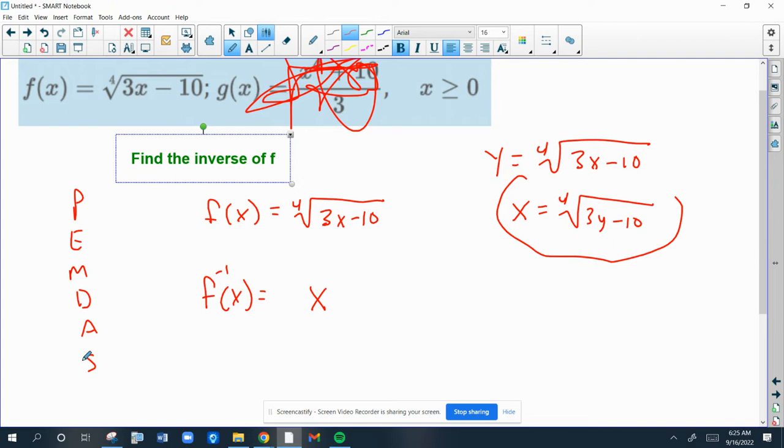So the first thing you have to do here is get rid of the exponent. Well, it is an exponent, but it's a root. Otherwise, you won't be able to free up that x. So to get rid of that fourth root, you're going to have to do the inverse, or raise it to the fourth. So I'm going to raise it to the fourth, and now that's gone.